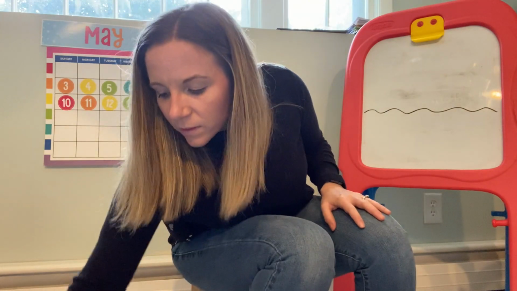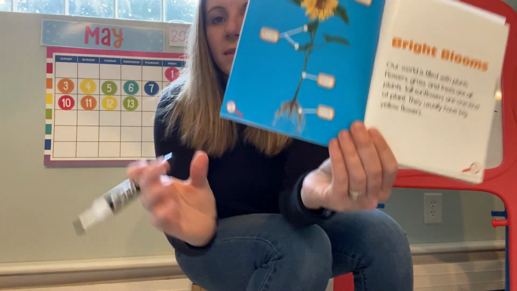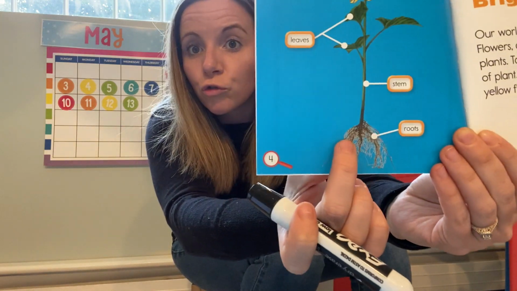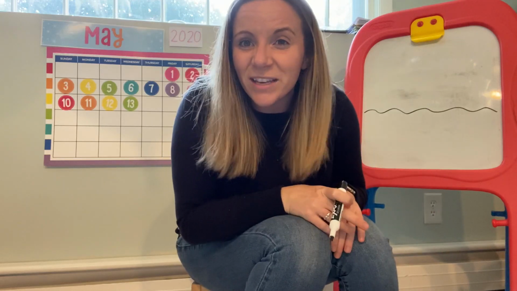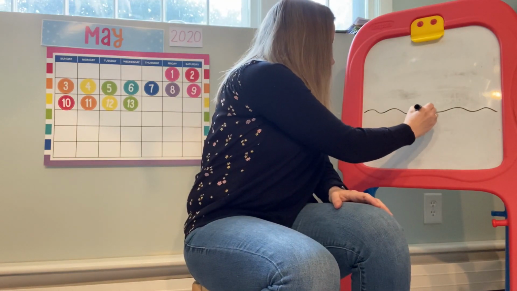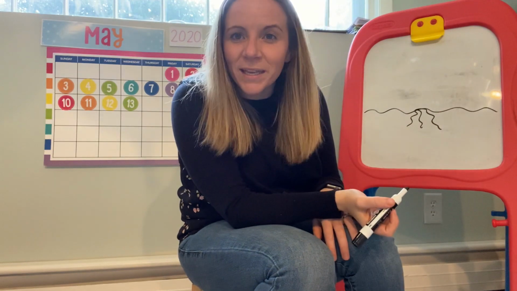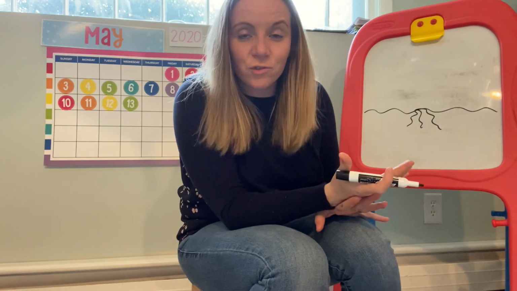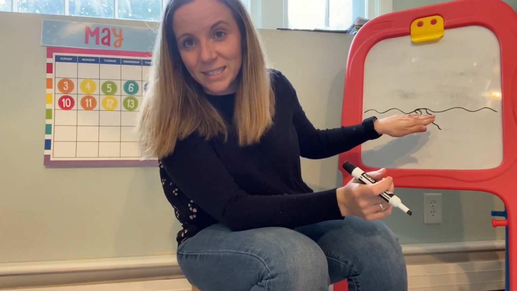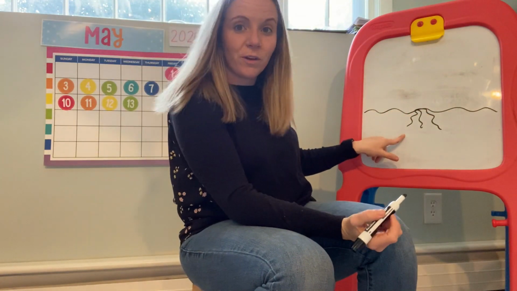Now, this part right here, do you remember what they're called? Roots. Roots are under the ground and they're kind of like spaghetti. They look like this. They look like spaghetti. Everything has roots. The trees outside that you see have roots, but they're underground. We don't see them. So I'm going to write the word roots right here.